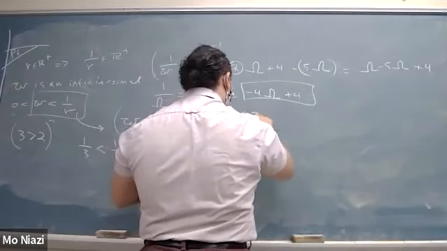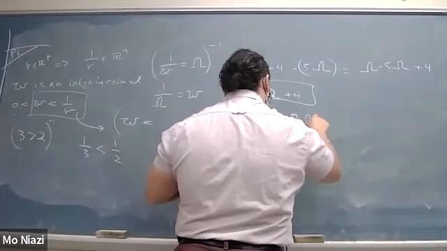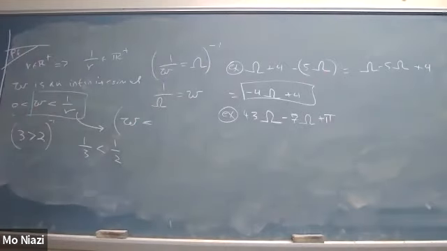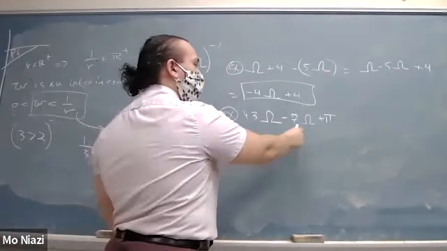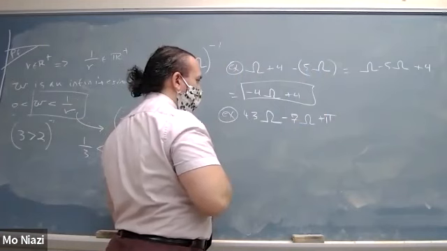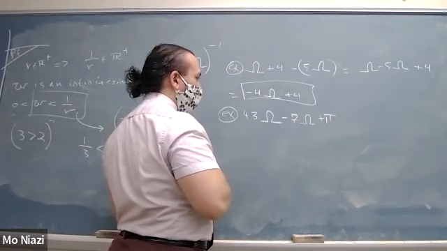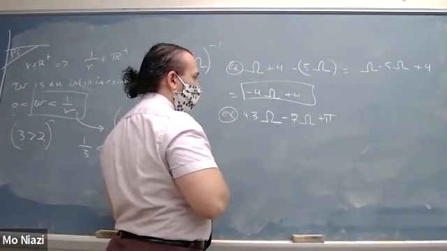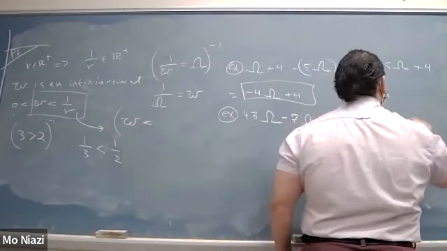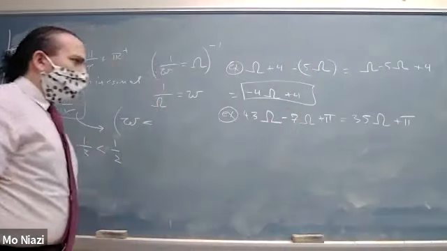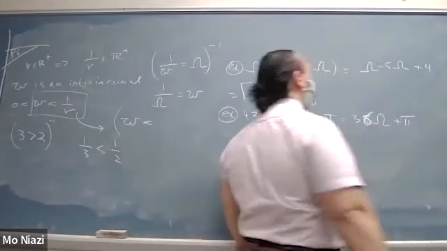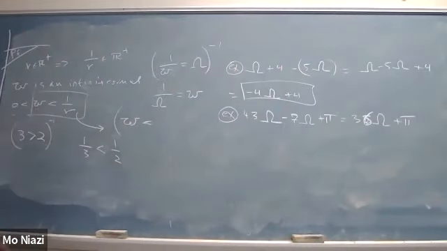Let's do 43 omega minus 7 omega plus pi. What do we get here? Well, what's 43 minus 7? Okay, I'm not good at mental arithmetic either. Is that right? No, I think you're right. It's 36. See, I told you I'm not good at mental arithmetic.